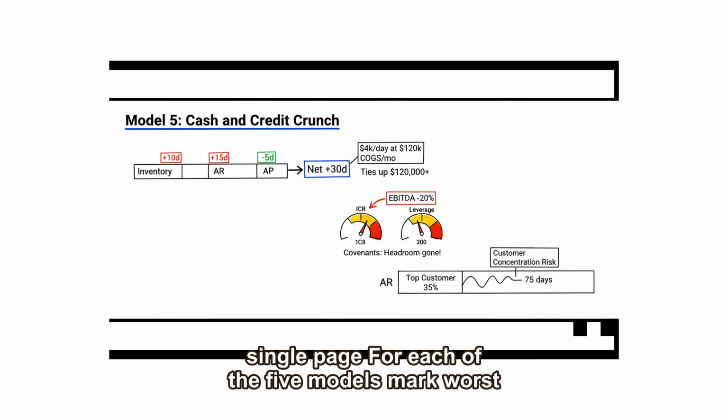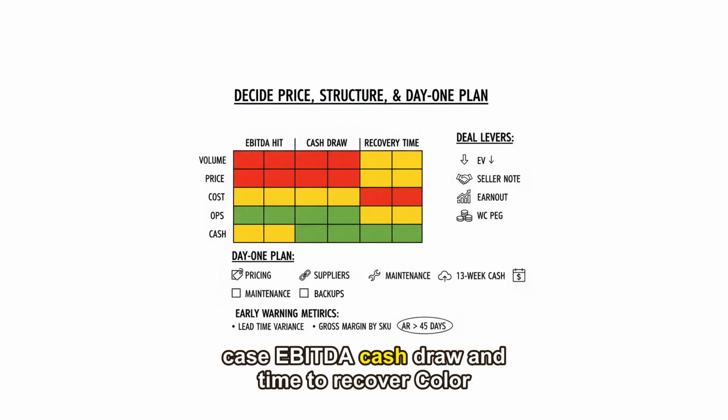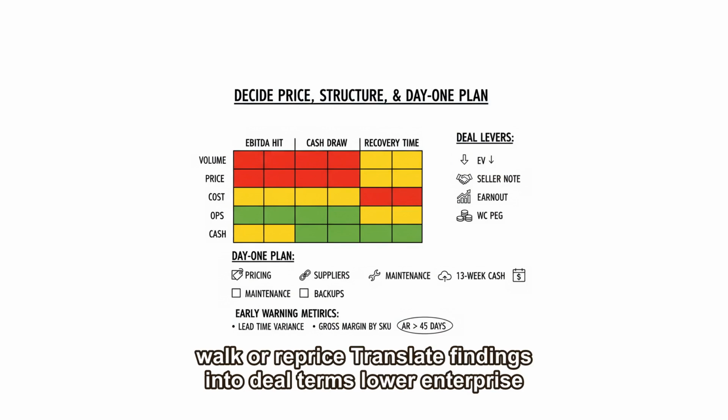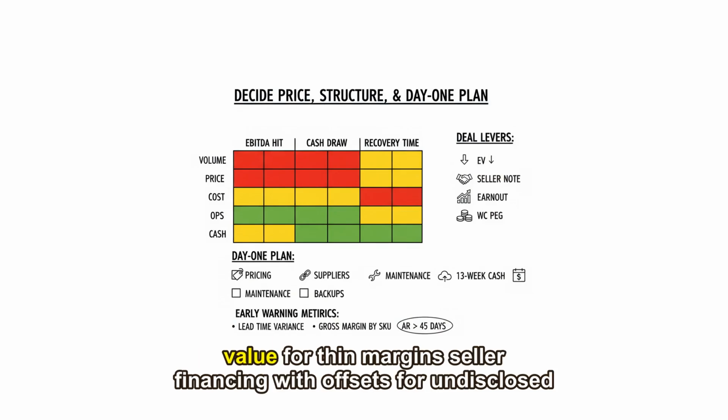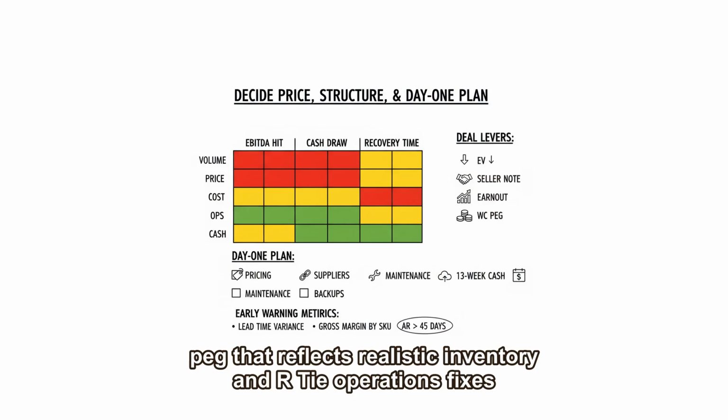Compile results in a single page. For each of the 5 models, mark worst-case EBITDA, cash draw, and time to recover. Color code green, yellow, red. If multiple reds cluster, you either walk or reprice. Translate findings into deal terms: lower enterprise value for thin margins, seller financing with offsets for undisclosed churn, earnouts tied to revenue quality, or a working capital peg that reflects realistic inventory and AR.